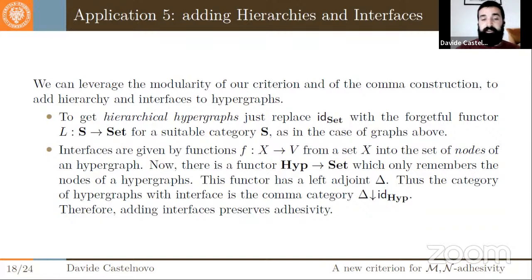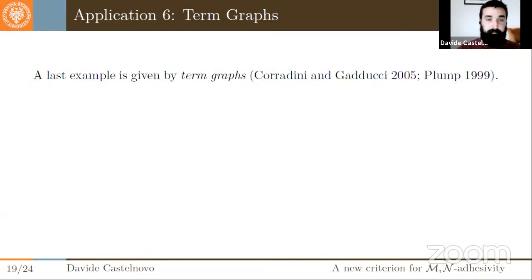Therefore, adding interfaces preserves adhesivity because Delta is a left adjoint, so it preserves all kinds of colimits, and the identity is the identity, so it preserves all kinds of limits. Then we have a last example, which is term graphs.